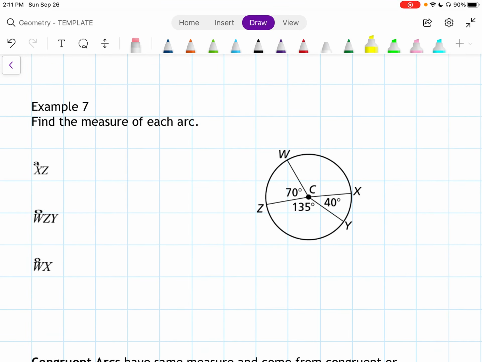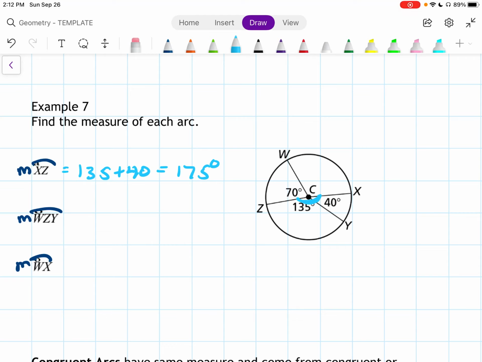Here, find the measure of each arc. So this should have a little arc here, and we're talking about measure, so I'll put an M in front of it as well. Measure of arc. All right, starting off with XZ. Well, XZ is this piece right there. So that's going to be, what is that? 135 plus 40, which is 175 degrees.